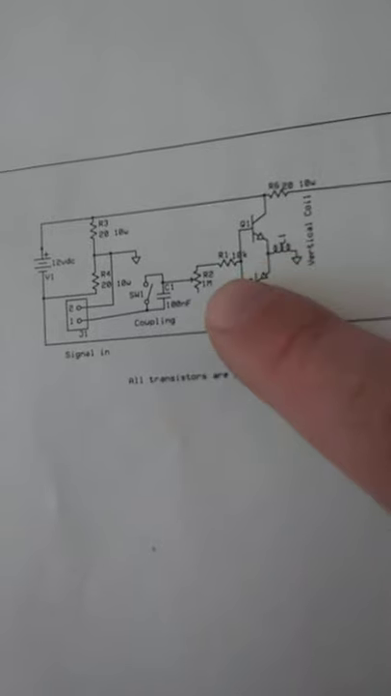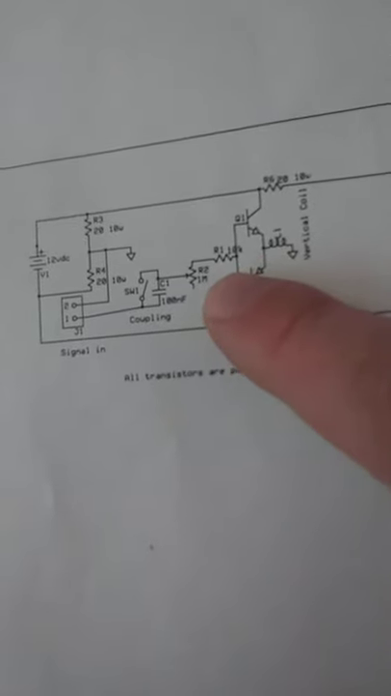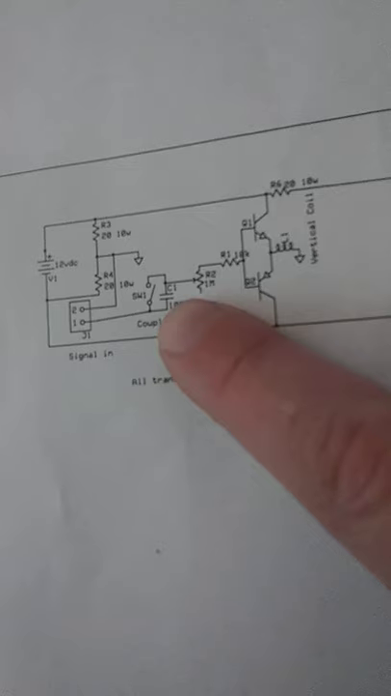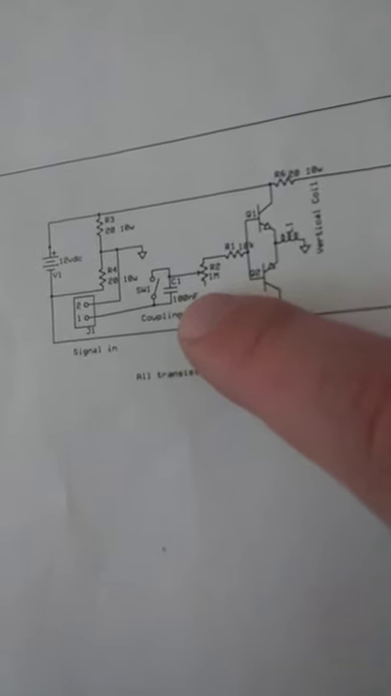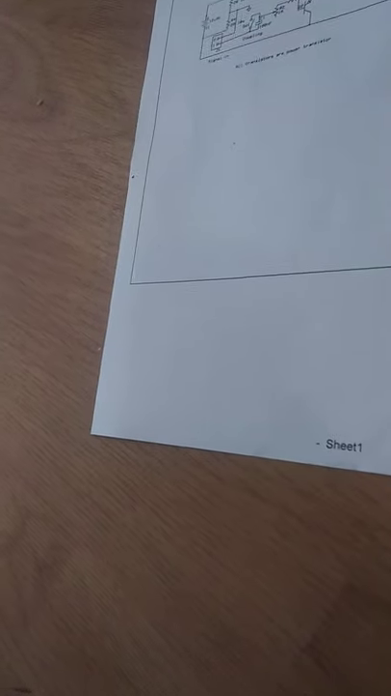10K resistor there in series with a 1 megohm potentiometer. Then there's our coupling switch with a capacitor, 100 nanofarad. So let's choose between AC coupling or DC coupling. Why did we put a capacitor there? It's because AC coupling is blocking the DC. What blocks DC? A capacitor.